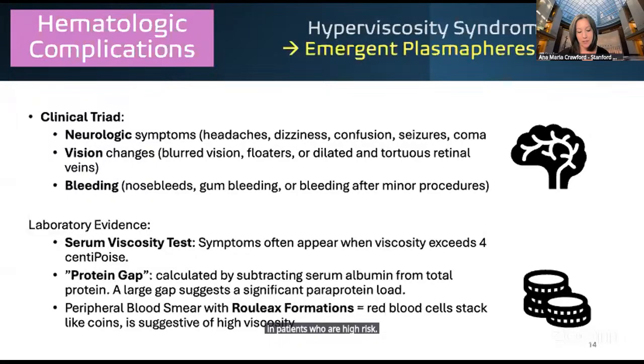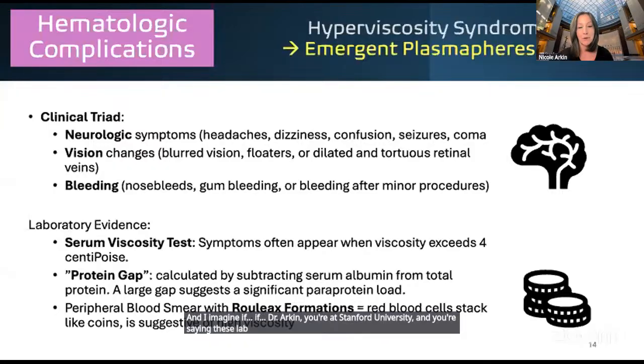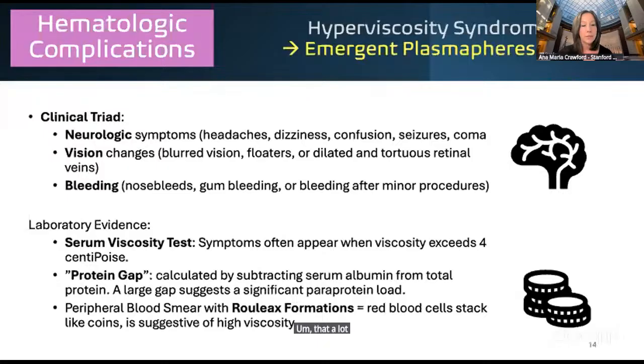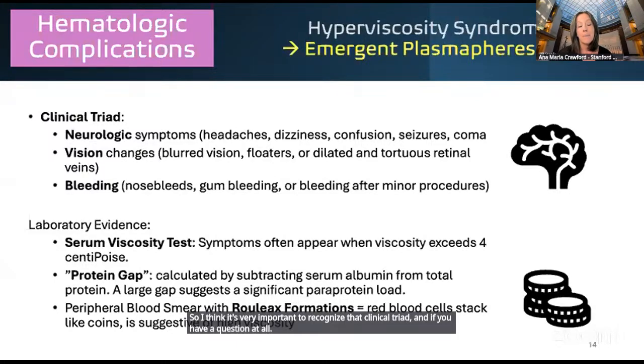And I imagine, Dr. Larkin, if you're at Stanford University and you're saying these lab tests are either unavailable or take too long, a lot of the smaller hospitals, more rural hospitals, district hospitals, et cetera, are probably not going to have access to these labs. So I think it's very important to recognize that clinical triad. And if you have a question at all, go ahead and try to do plasmapheresis.